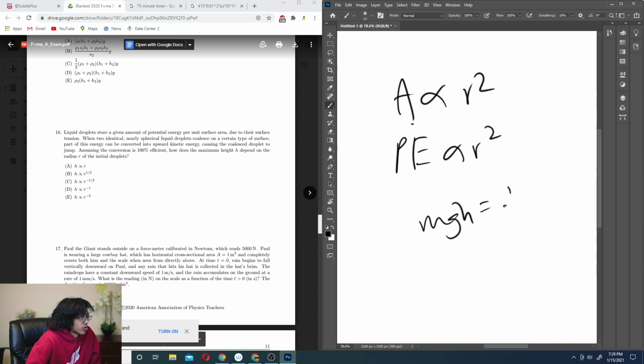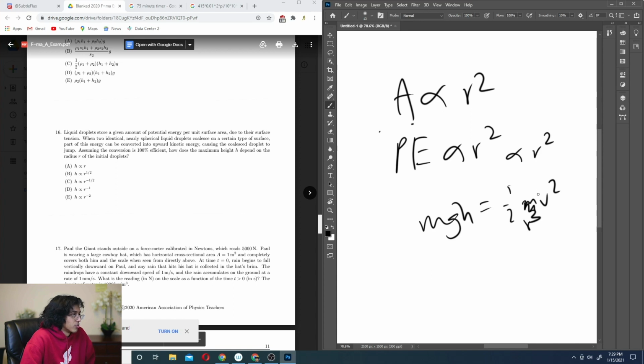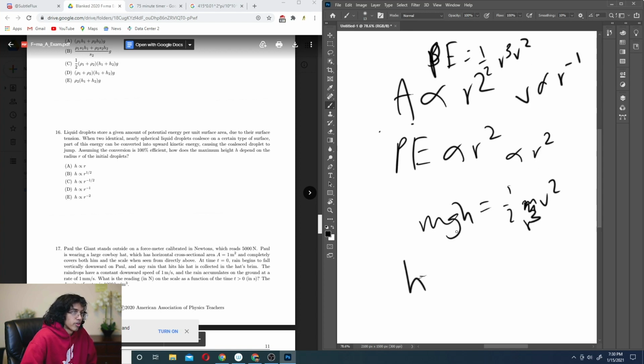So mgh is equal to 1/2 mv squared. So essentially your height is directly proportional to your kinetic energy, so your height is also proportional to r squared. Does that make sense? Oh, but mass is also proportional to r cubed, so you have to divide by that. So essentially your energy is equal to 1/2 r cubed v squared. So v is proportional to r to the negative 1... or wait, no, v is proportional to r to the negative 1/2, right? And then h is proportional to v squared, so it should be r to the negative 1, because if you square this, you get that. Yeah, negative 1 seems legit.